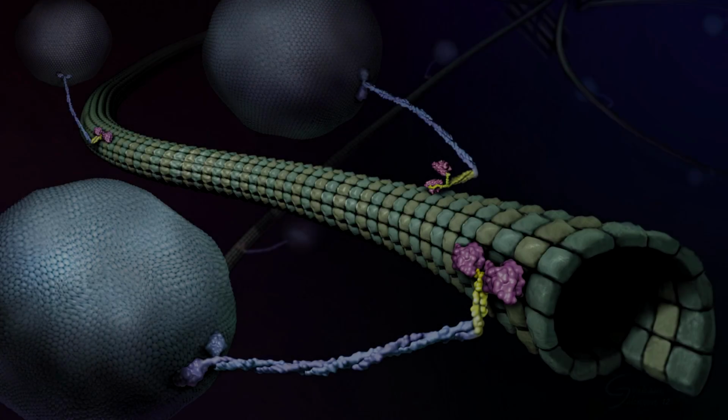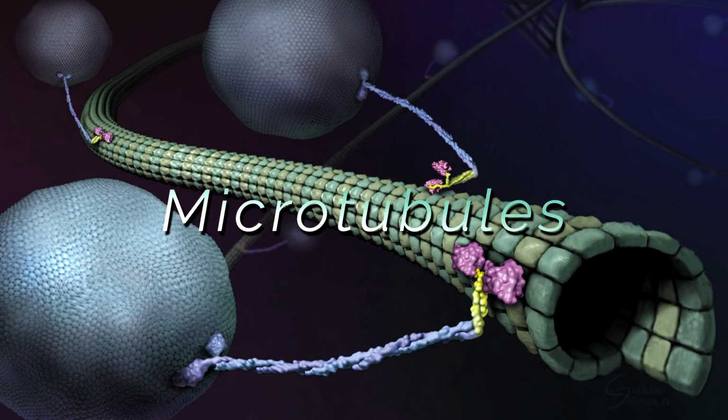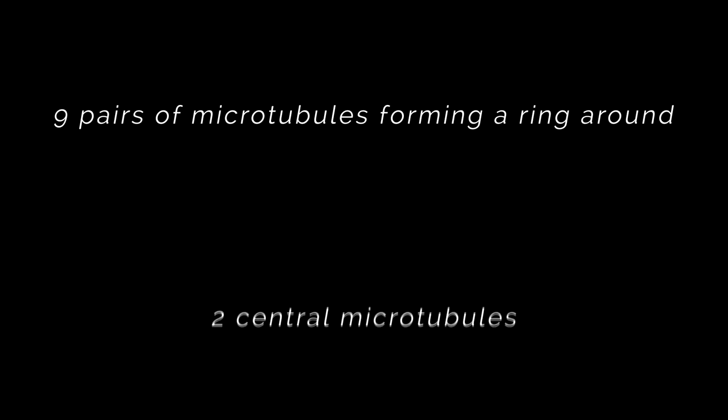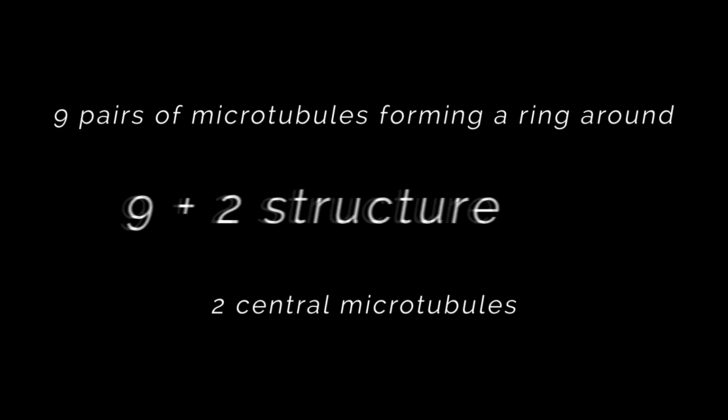Cilia and flagella are made out of long protein fibers called microtubules, and they both have the same basic structure. 9 pairs of microtubules forming a ring around 2 central microtubules. This is often called the 9+2 structure.